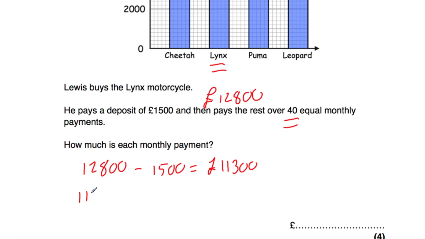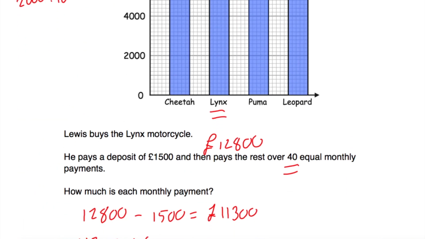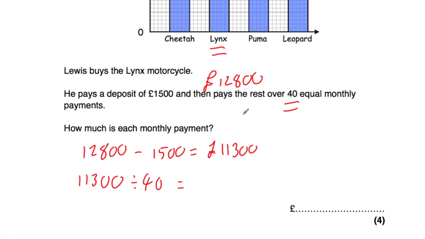So if we take the 11,300 and we divide that by 40, that'll tell us how much one of those monthly payments is. And that's our answer. So if we go up, it's a calculator question, fantastic. So 11,300 divided by 40, that's equal to 565 over 2, or as a decimal number, £282.50. So that's £282.50. That's how much each one of its monthly payments are.